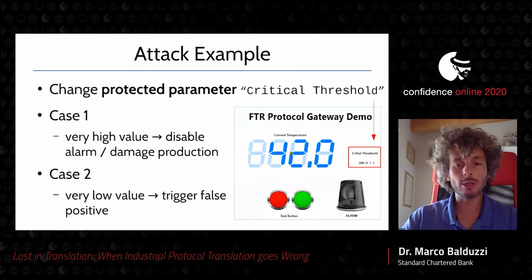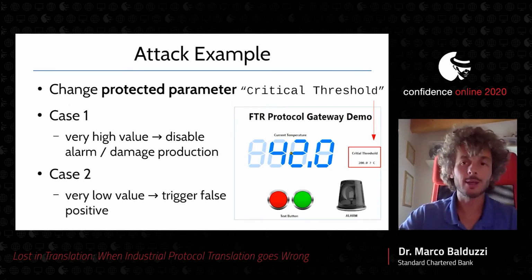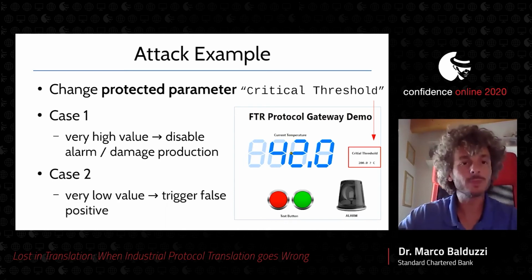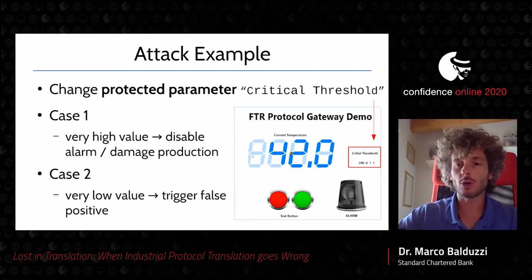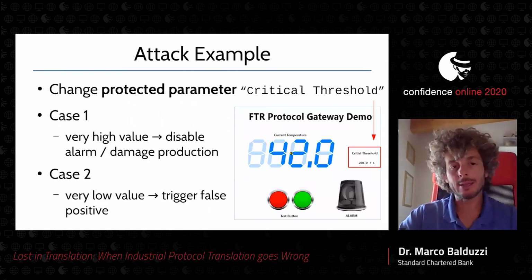So there is an ICS firewall that blocks requests to set a critical threshold. You normally do it by blocking a write request, a write register request, where you want to change the value of a register. So we show you how exactly an attacker can set such a value very high to disable the alarm, so that the temperature may not be able to hit such a threshold. And we also show you the opposite, how you can set such a threshold very low to trigger a false positive.